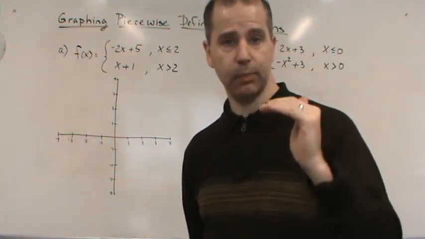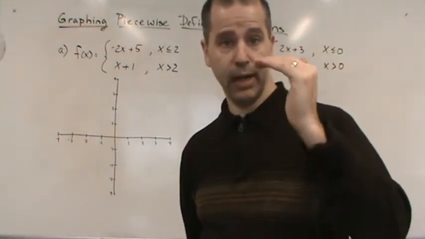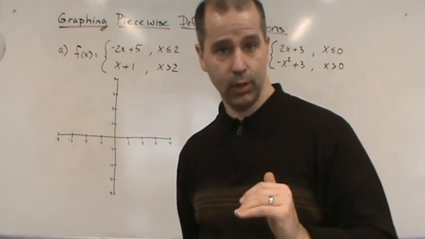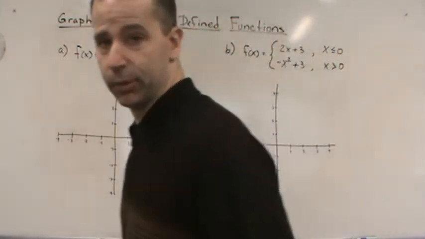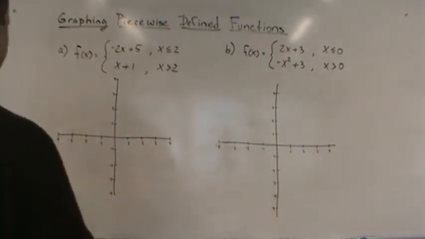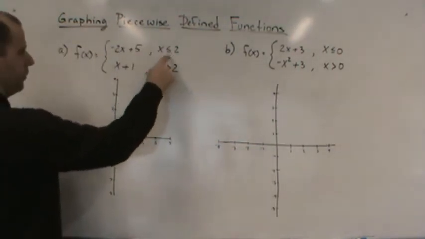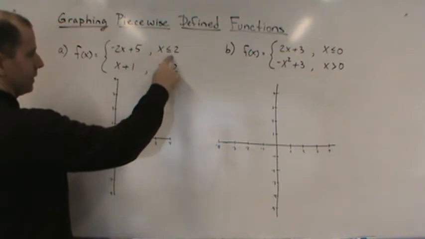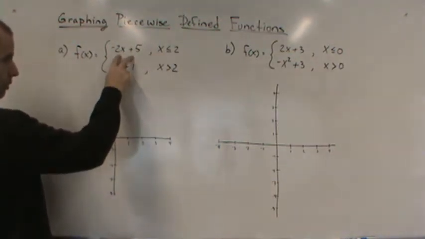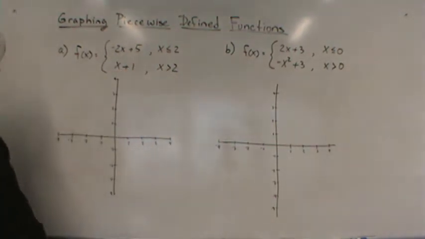Well, now we're going to split it up into different intervals and say, on this interval the function behaves this way, but on a different interval of the domain the function behaves another way. So let's use these as an example. Here I've got two piecewise functions. For A, we have this piecewise function defined on two different intervals. When x is less than or equal to 2, this is the rule for the function. But when x is greater than 2, this is the rule for the function.